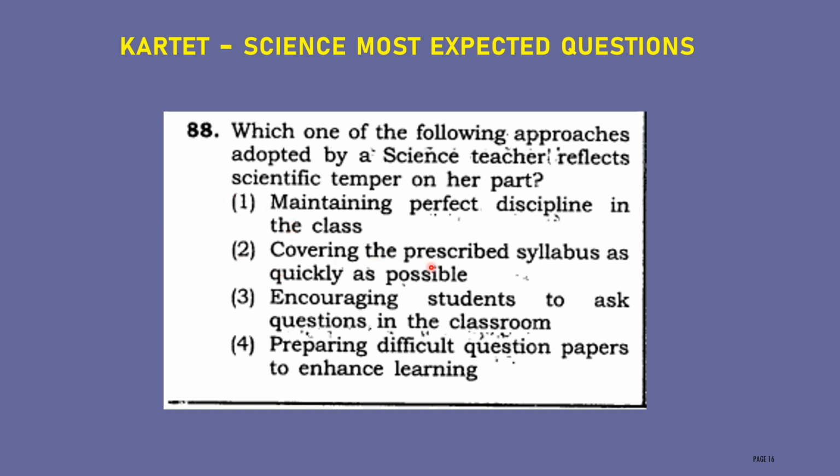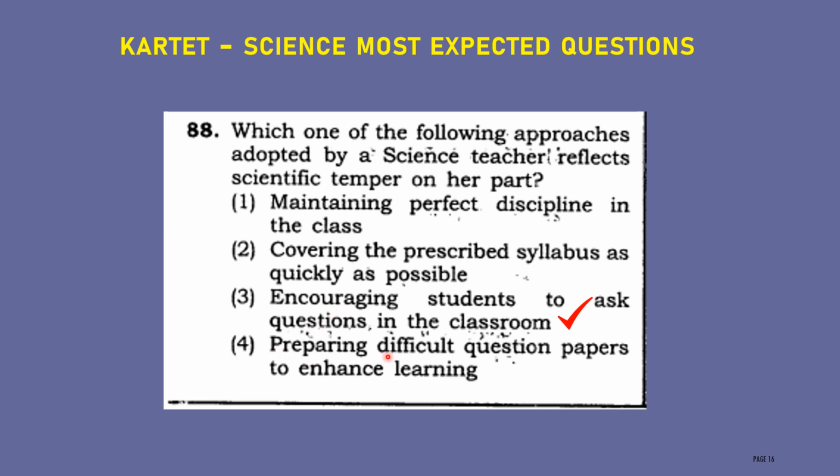Second one, covering the prescribed syllabus as quickly as possible. This is also the wrong one. Their intention is not to cover only the syllabus. Their intention is to make the student understand the science topics. Therefore this is the wrong one. Encourage students to ask questions in the classroom. This is the correct one. When the students raise questions, then they are able to understand the concept. When they start questioning, it plays an important role in understanding the concept. Therefore this is the correct answer.